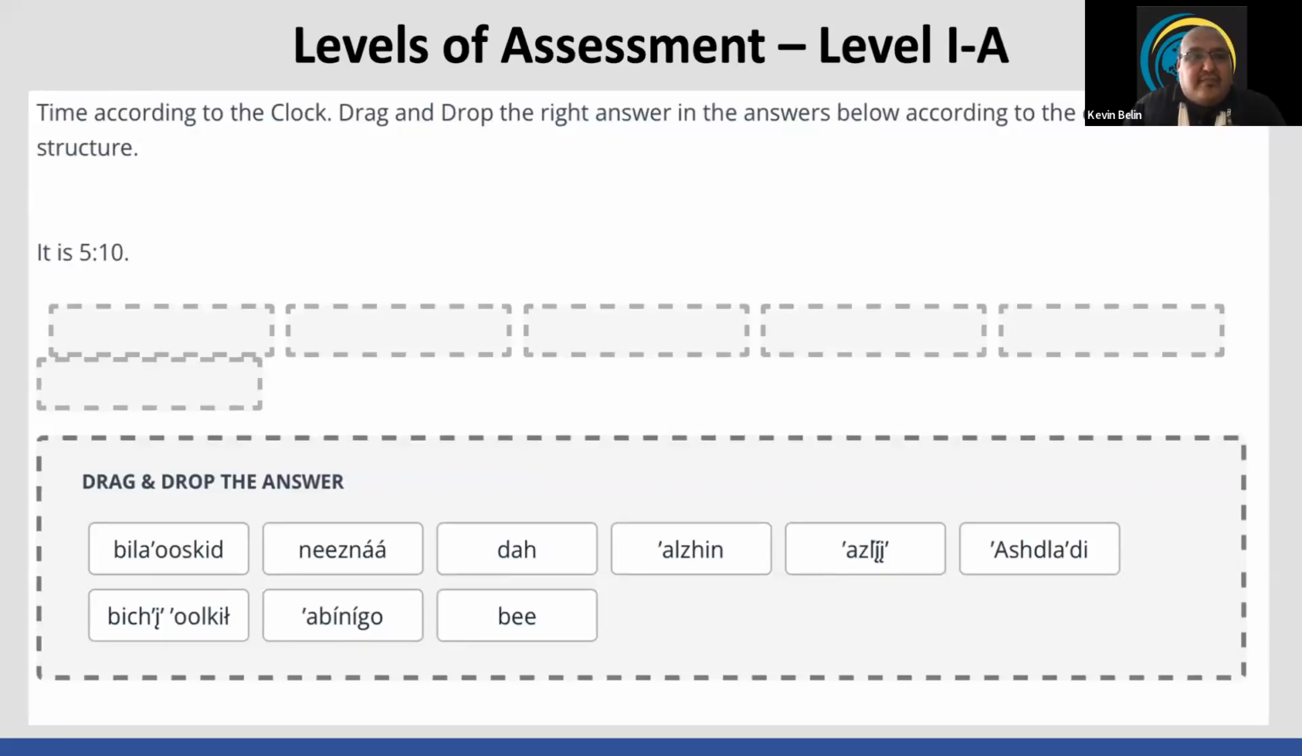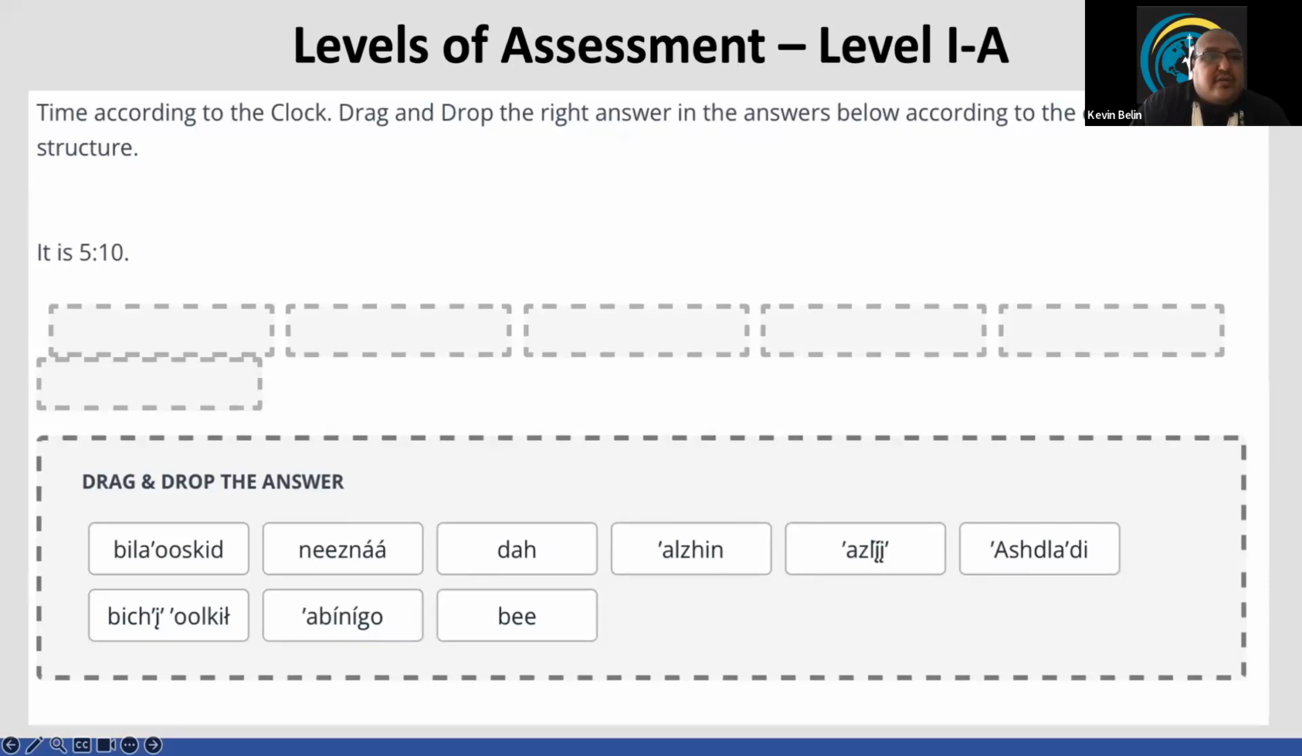So these are example questions, just examples of the level of assessment. I've categorized our question types into these categories. Level 1A, at the very top you have the question in English, and then you have the answer choices, again drag and drop. All these assessments students take online via our Edulastic program.